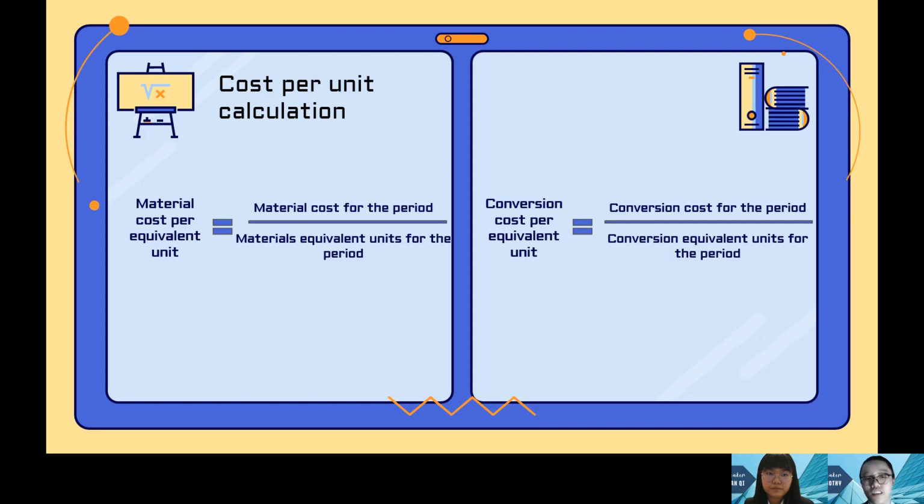The formula here is pretty simple. The material cost and the conversion cost have the same formula, with the only difference being between the material cost and the conversion cost. The formula is the cost for the period divided by the equivalent units, which gives the equivalent unit cost.